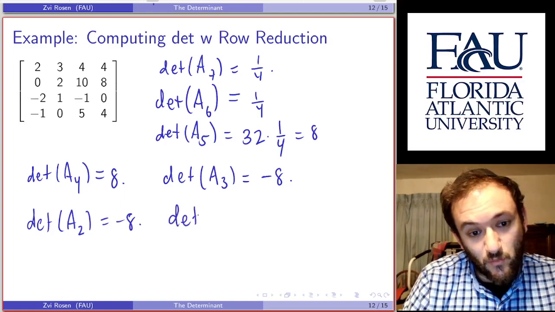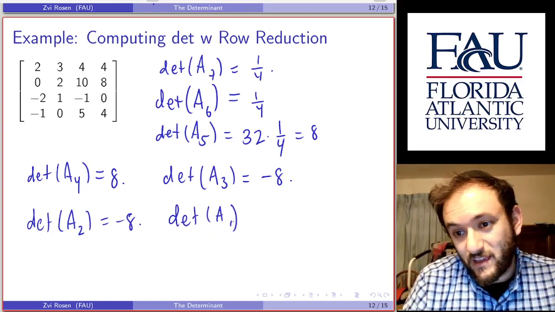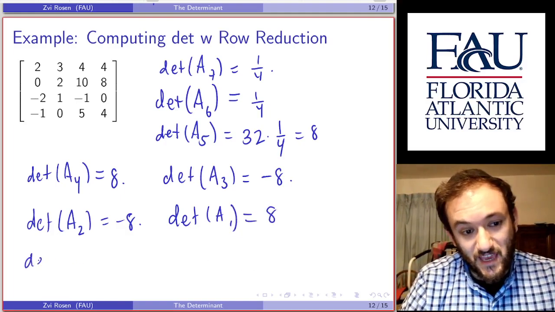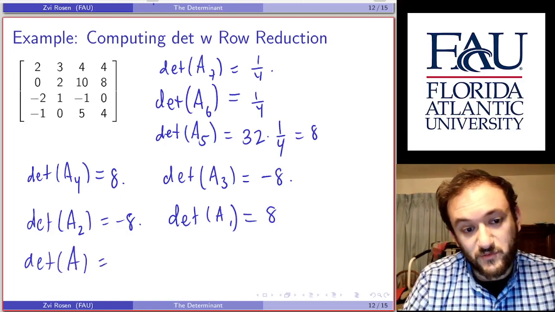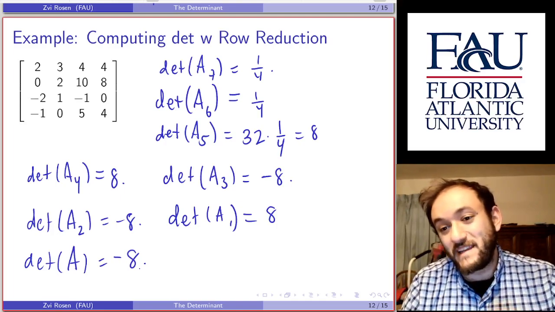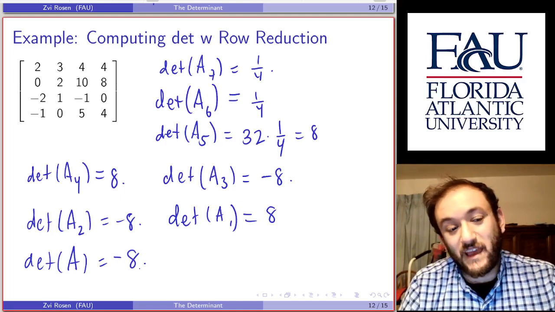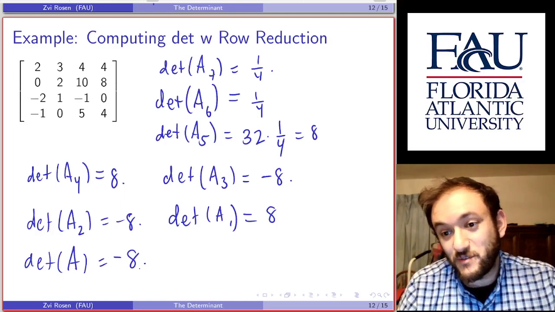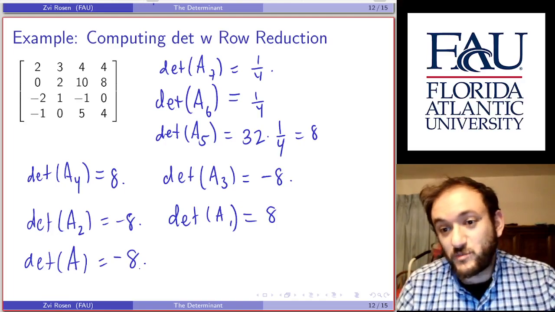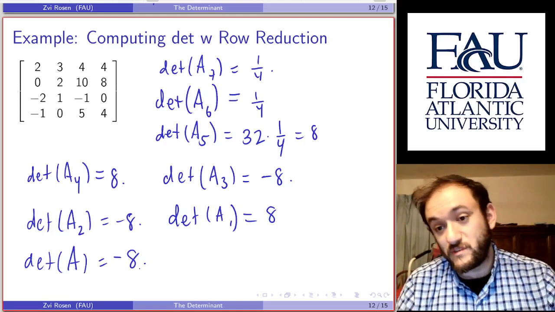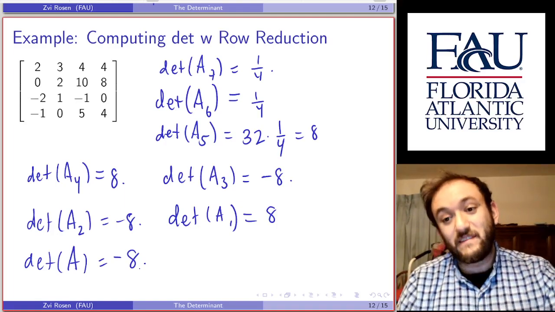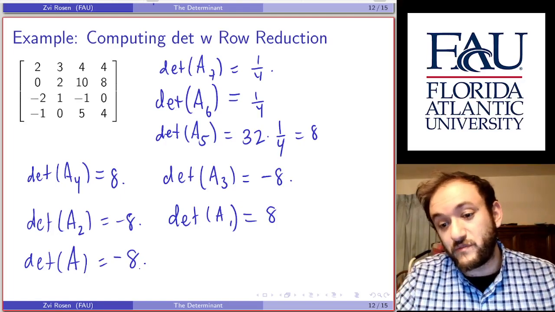To get from A1 to A2, we scaled one row by -1, so that should be 8. But then to get from A to A1, we swapped rows, so that should give us a minus sign. So our determinant at the end of the day should be minus 8. And you can check this using other methods to compute the determinant, the cofactor expansion, or using computer algebra software. But this is using row reduction. We row reduced to a triangular matrix and multiplied the diagonal elements, and then we traced back to the original value of the determinant.